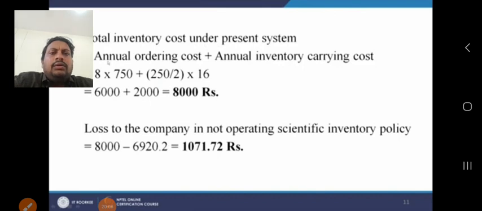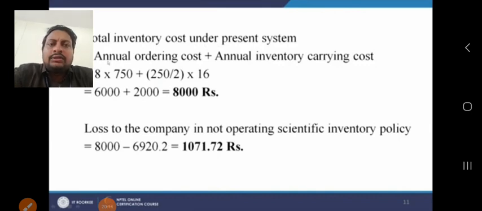That's why we need to follow the EOQ model. EOQ means economic order quantity: how much quantity we are going to order, when we are going to place the order, and how many times we place the order. That is very important. If we do not follow scientific techniques, the loss to the organization will be like this. I hope you understand the concept of EOQ models and the problem solving. Thank you.